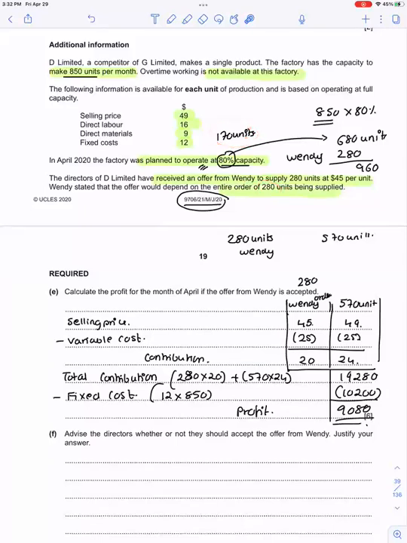So if I add Wendy's order to my 80% capacity, I'm getting 960, which is beyond my capacity. So what will I do if I'm accepting Wendy's order? For Wendy, I will keep 280 units. And for my normal selling price, it would be 850 units minus 280 units. I will produce 570 units, which I will sell at my normal selling price.